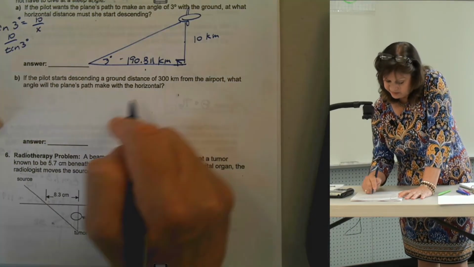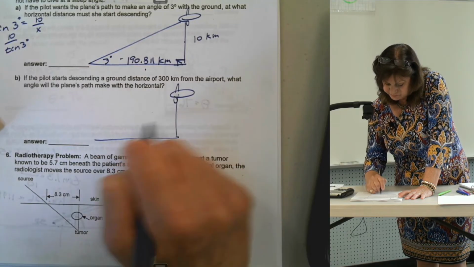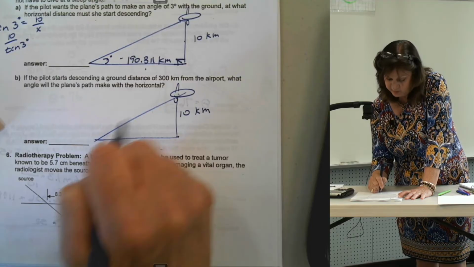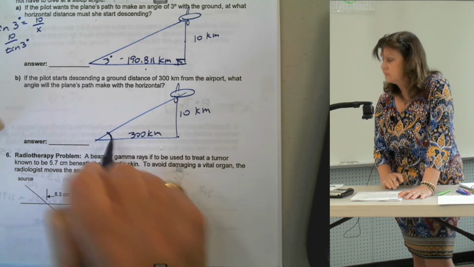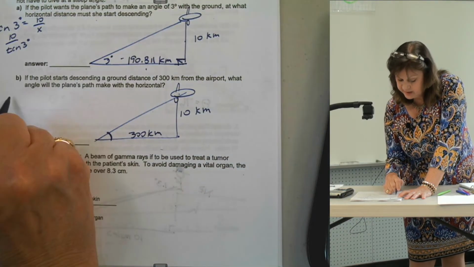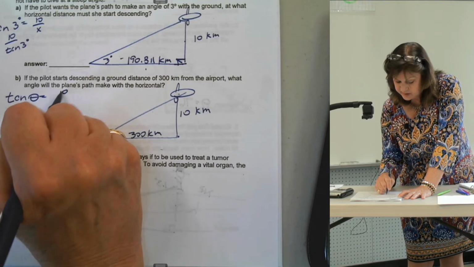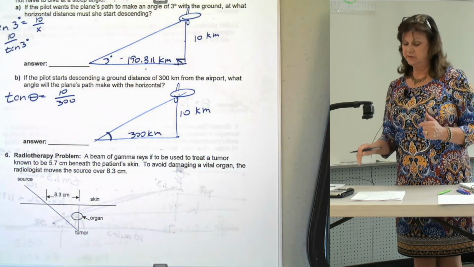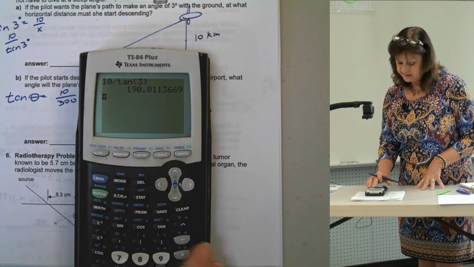So now we've got the same scenario, but now we know we have 10 kilometers here, and we're going to be 300 kilometers here. So now we're looking for the angle measure. Again, opposite and adjacent, the tangent of some angle is 10 over 300. So you're using your inverse here. What angle has the tangent? Second tan.